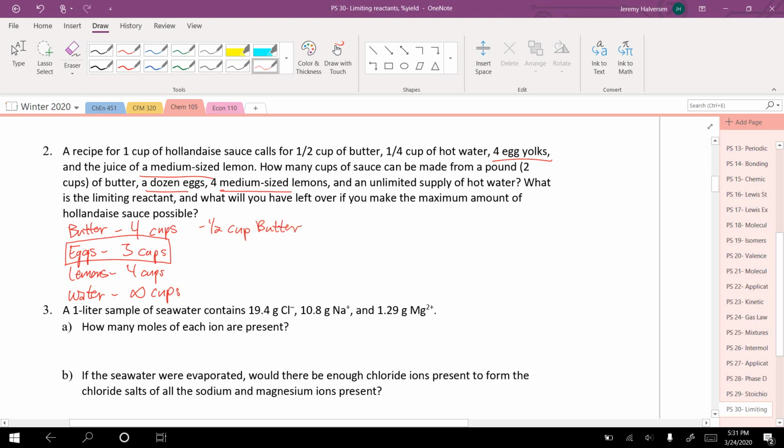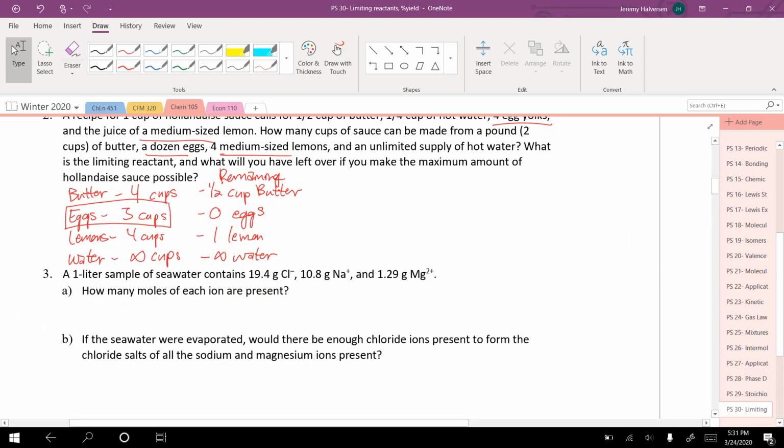Okay, and that's because there's 1 cup's worth of hollandaise sauce that I didn't make, and that 1 cup would be 1/2 cup of butter. So that's why I have 1/2 cup of butter left. I have 0 eggs left because I used them all up. Lemons, I have 1 lemon left, and I still have unlimited water. Okay. And you'll see how that applies as we do some further limiting reactant problems.